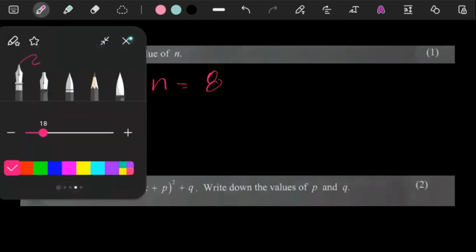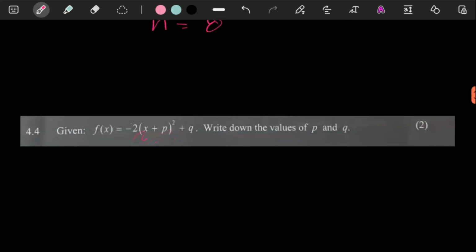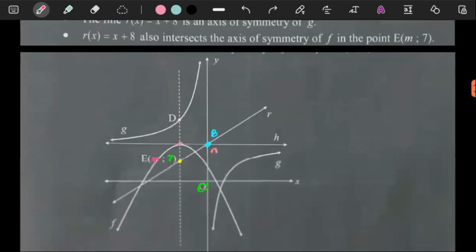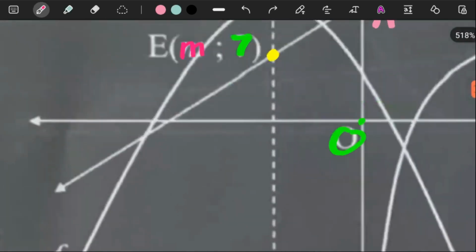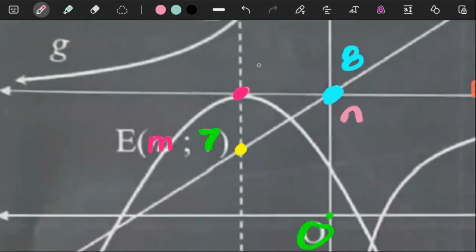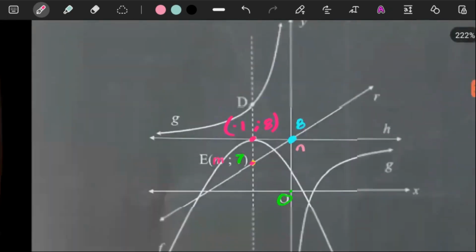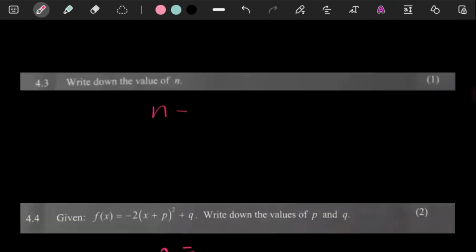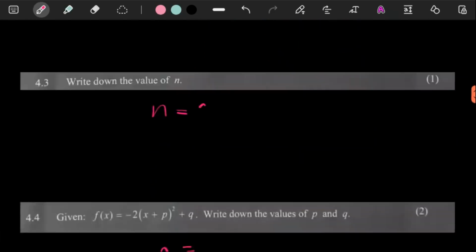The next one says given f of x is equal to this, write down the values of p and q. We already mentioned that we know what q is, because q is the y value of the turning point. So the y value of the turning point here is 8. The x value is a negative 1, because whatever x value we have over here, it's the same x value up there. So what we know is the p value, when you drop it in there, p is actually going to be equal to, well, this is where it gets tricky.